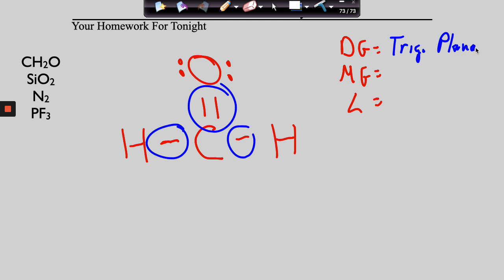planar. Now guys, be careful. You can't put TP because that could also be trigonal pyramid. So you need to write these out enough that you can tell the difference between some of these abbreviations. So the domain geometry is trigonal planar because it has 3 domains. So now what we need to do is figure out the molecular geometry. Well, notice guys, it's 1, 2, 3 of these domains are bonding domains.